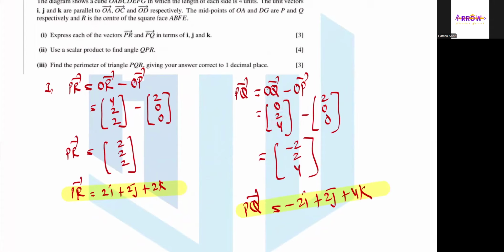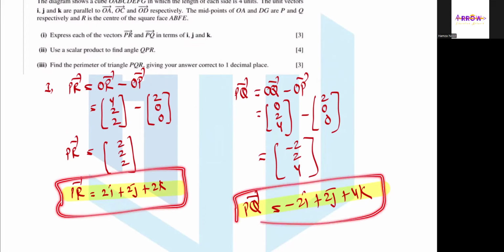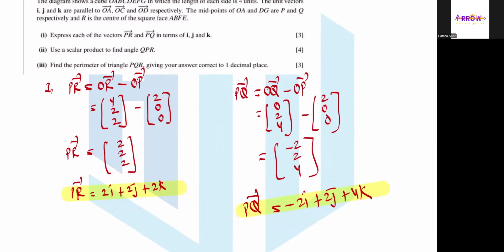And then we need the OP vector, which we already know is 2, 0, 0, which is simply 2i. So PQ vector is minus 2, 2, and 4. It's not compulsory to do the working in IJK form, but since the IJK form is required here, I've expressed my answer in terms of I, J and K. Otherwise, you can do the working in column vectors as well. So PQ vector is minus 2i plus 2j plus 4k. In this way, we have found the PR and PQ vectors in part 1.